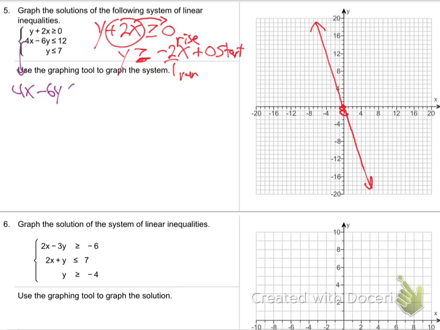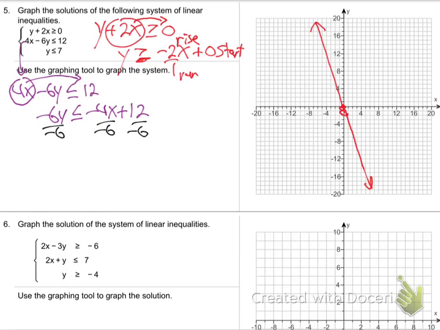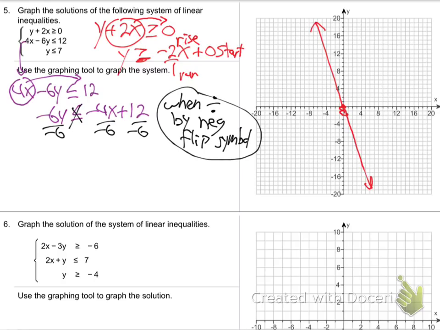4x minus 6y less than or equal to 12. Got to get y alone. Grab the 4x, jump it over. Minus 4x. And now we got to divide through by negative 6 to get y alone. Now, when we divide, maybe you remember this, when you divide by a negative, you must flip the symbol. So right now, I got to turn the symbol the other way, because I divided by a negative number. When you multiply or divide by a negative number, you've got to flip the symbol.